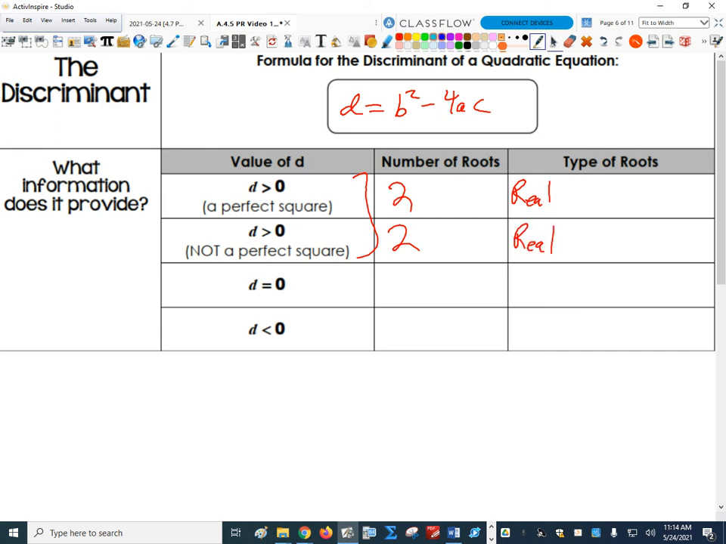But we can be a little more specific. If the discriminant is a perfect square, what kind of real solutions are they? Rational, right? I'm going to get fractions. I'm not going to get any square roots in my answer. So they're real and they're rational. If it's not a perfect square, then the square root is not going away. So my real solutions are going to be what? Irrational.